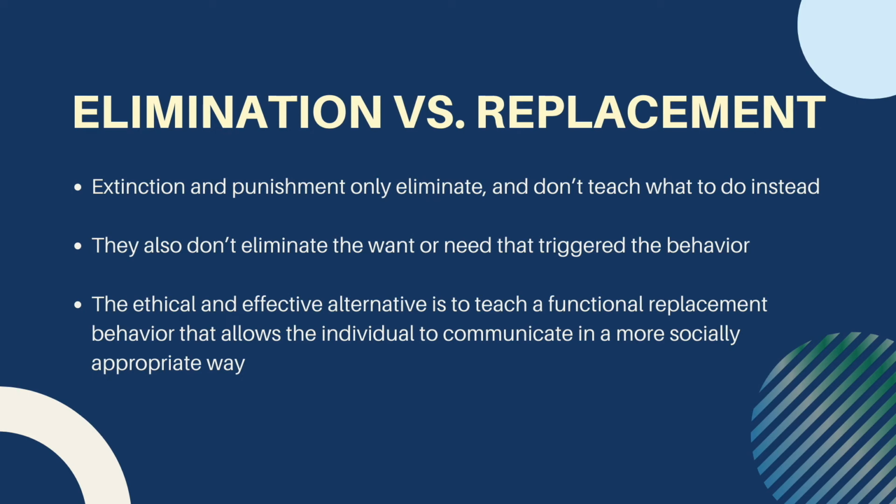The problem that extinction and punishment both share is that they only seek to eliminate behavior and not teach what to do instead. They don't eliminate the cause of the behavior in the first place, which was to fulfill some want or need. If we want to tackle the root of the problem, we need to teach how to access reinforcement by engaging in socially acceptable behaviors instead of the original problematic behavior.